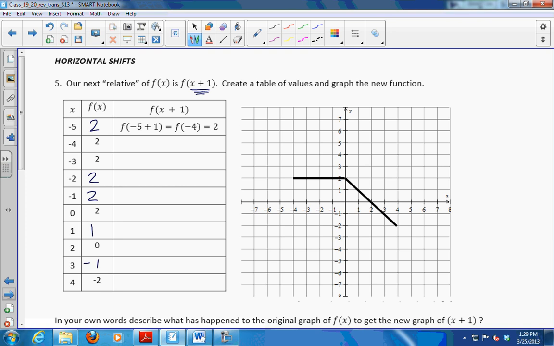That is such a good question. F is undefined at -5. This is a different function, a relative of f, in which I can put in a -5 because I'm going to add 1 to it before I apply the rule f. So if I have -5 and I add 1, now this is f of -4, which does exist.